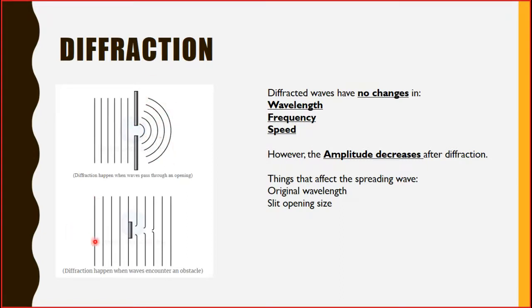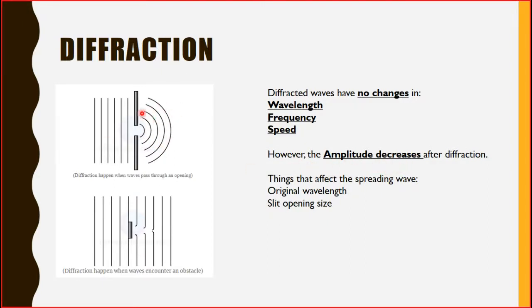This can also happen if you have a flat wave and then it encounters an object, it will make this kind of resistance towards the wave. All right. So for this part over here, the diffracted wave will have no change in wavelength, it will not change in frequency, it will not change in speed. However, the amplitude will decrease.